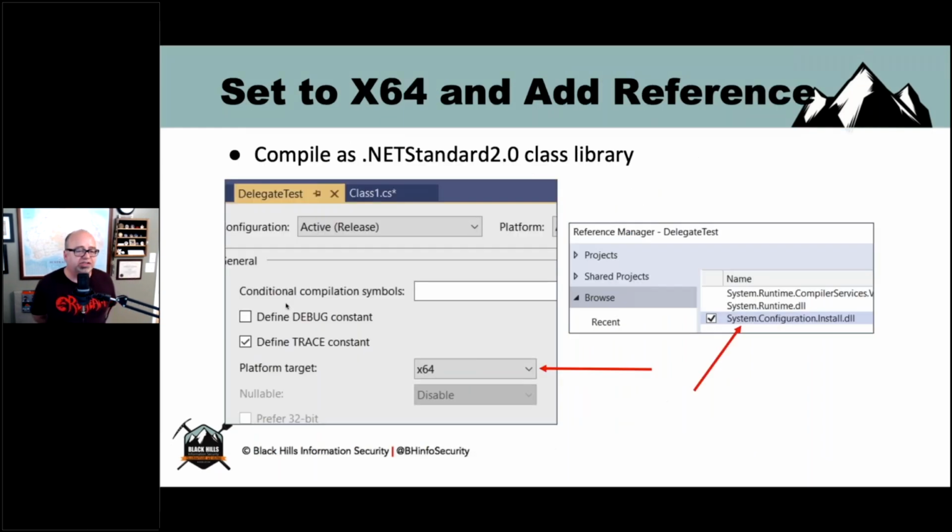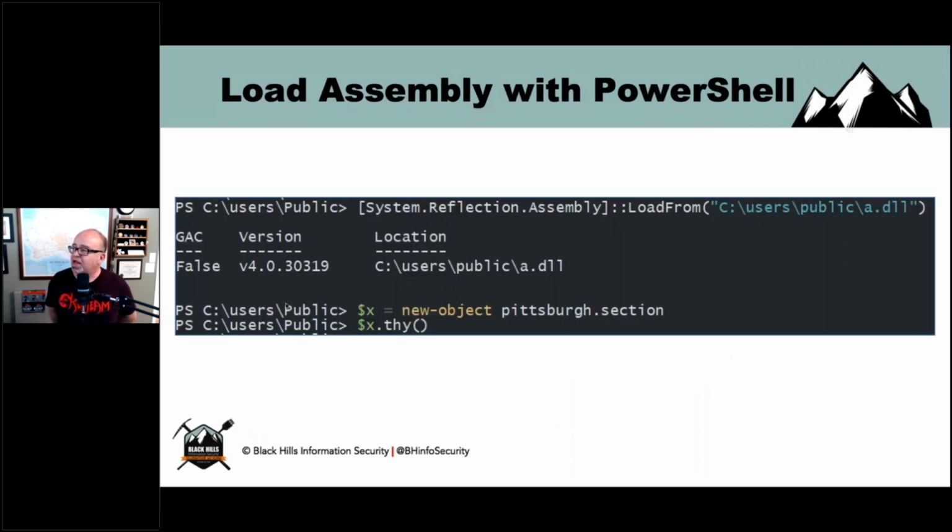In order to compile this thing, set it to active release. Make sure that you add in the reference for System.Configuration.Install.dll. Compile it as x64 if you want it in x64 or x86 if you want it there. Pick your platform. I usually go with 64-bit because most people are going to have that on the endpoint. And then you can load up that DLL or run it.